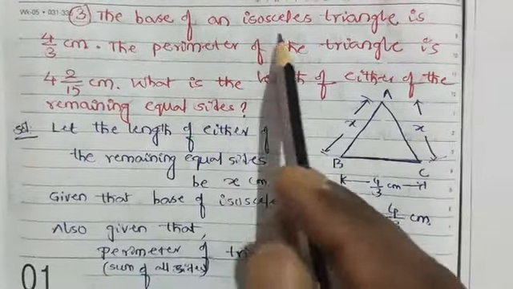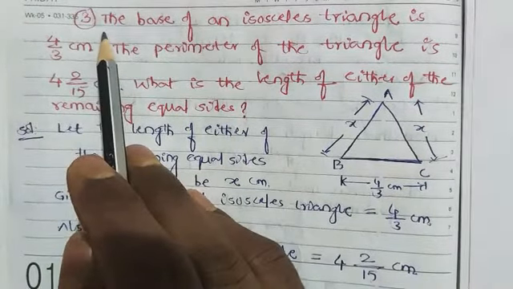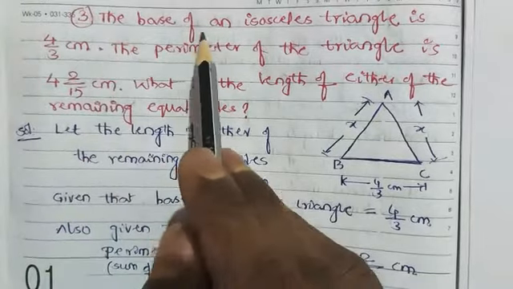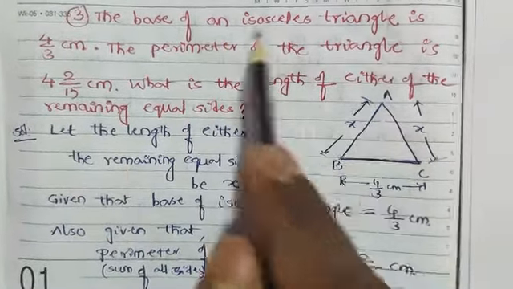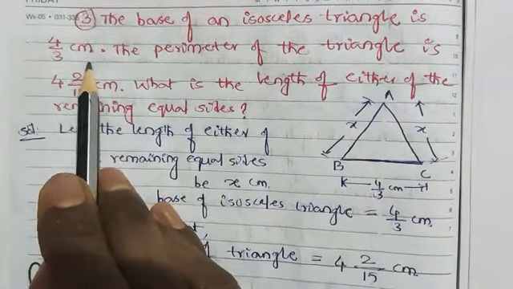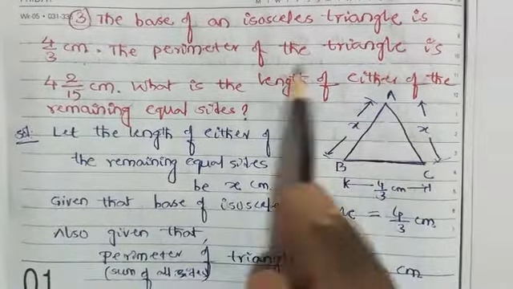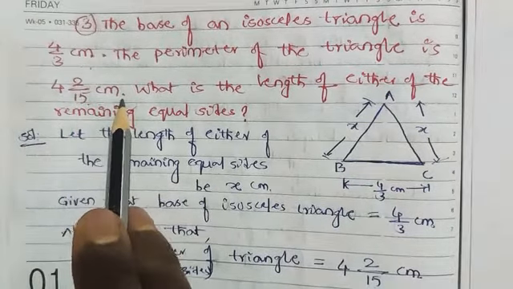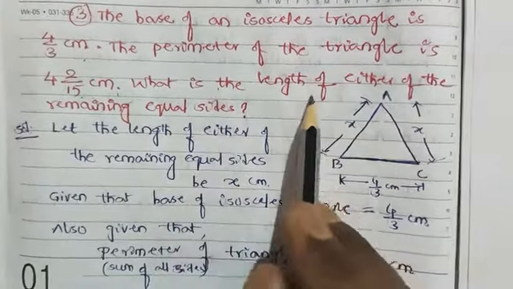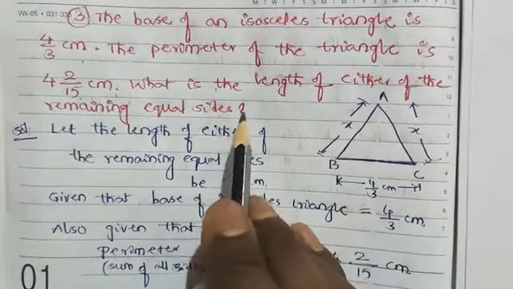Here we are discussing question number 3 from exercise number 2.2. The base of an isosceles triangle is 4/3 centimeter. The perimeter of the triangle is 4 2/15 centimeter. What is the length of either of the remaining equal sides?